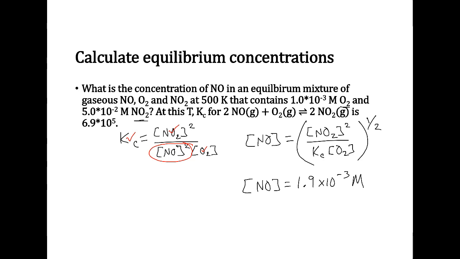And again, here we used Kc instead of QC because the problem tells us that it was an equilibrium mixture. That means we are at equilibrium, so we use a K value, not a Q value.